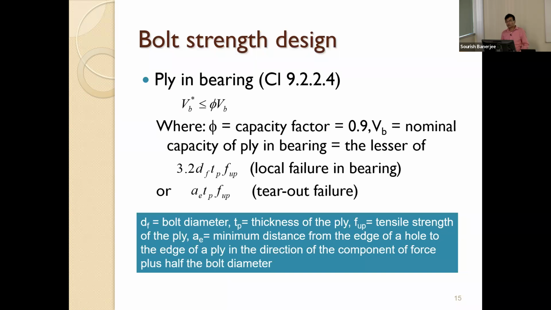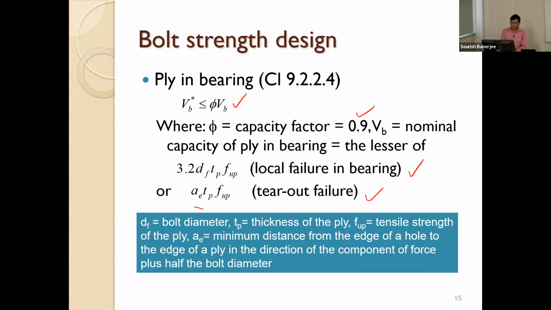Now let's look into the bolt strength design, ply in bearing. So V_b star is less than or equal to phi V_b, where phi is the capacity factor 0.9, and V_b is the nominal capacity of ply in bearing. Why are we talking about this? Because we have seen that the connection can also fail if the ply fails in bearing. How can it fail? It can fail by local failure in bearing, and it can also fail by tear out. That means it is at the edge, and that's why this AE comes into the picture.